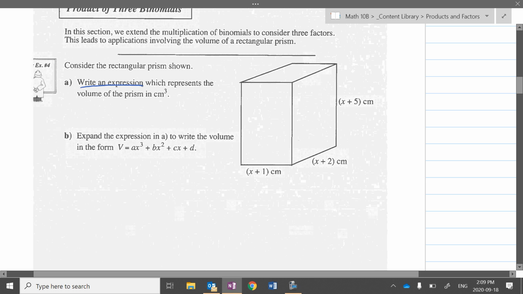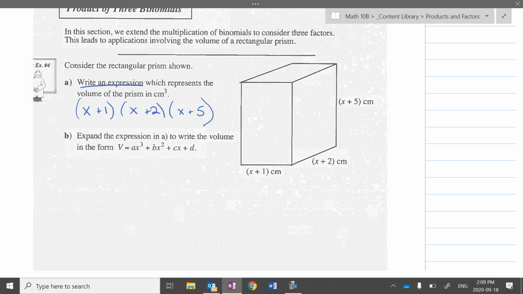So the first question here just says write an expression. When it says anything like that, we're going to have x plus 1 times x plus 2 times x plus 5. And you're done. I will likely ask you a question on your unit test, just like, write the expression. Set this up. That's basically just write the equation down. Yeah, totally. Don't do anything more. Don't solve it. Don't multiply it out. Just give me this. Then part B, it says expand it.